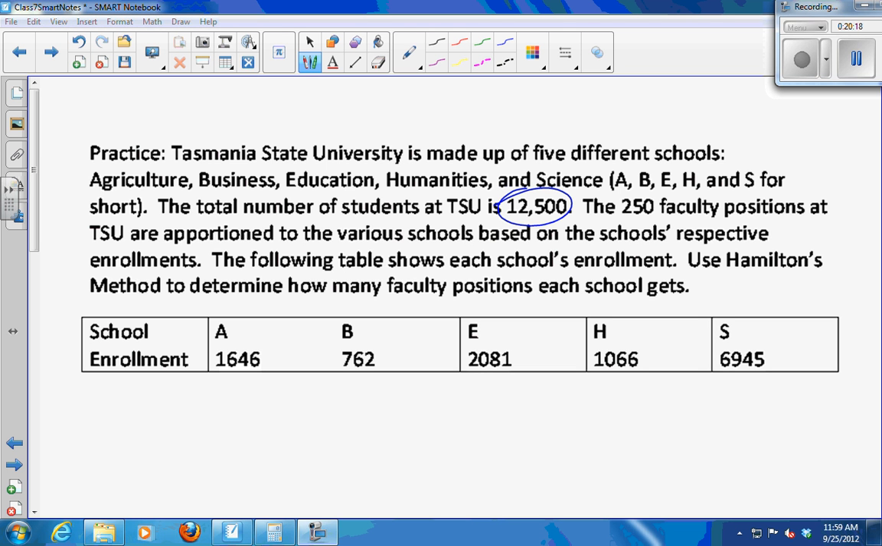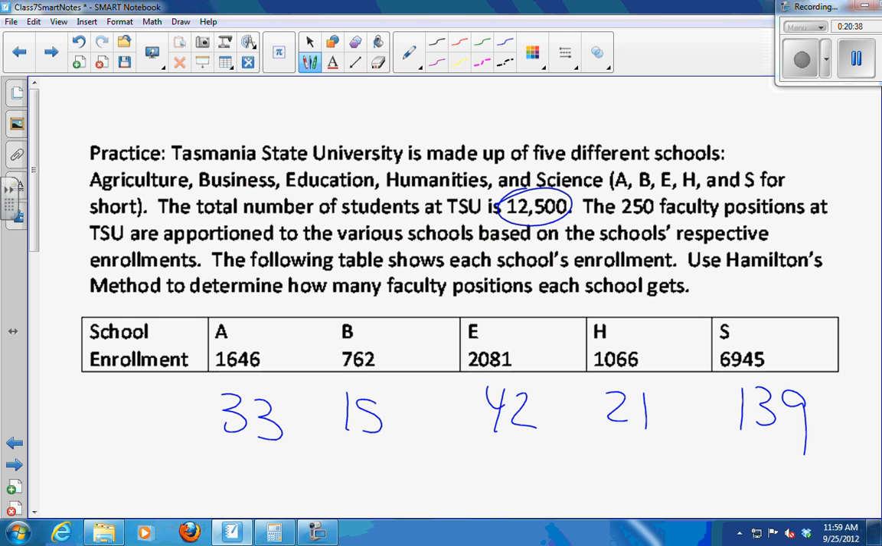So how many faculty positions do we give to A? 33. B, 15, E, 42, H, 21, and S, 139. There you go. So that is the final apportionment, skipping all the work. If you haven't finished yet, keep working on this.